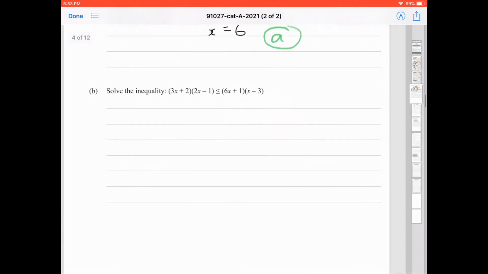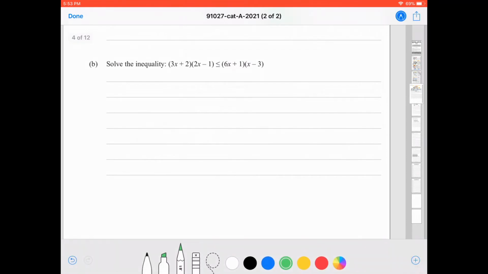Okay, moving on to question 2b. We've been asked to solve the inequality (3x + 2)(2x - 1) is less than or equal to (6x + 1)(x - 3). Okay, so a long-winded inequality here. Let's first just write out our inequality.